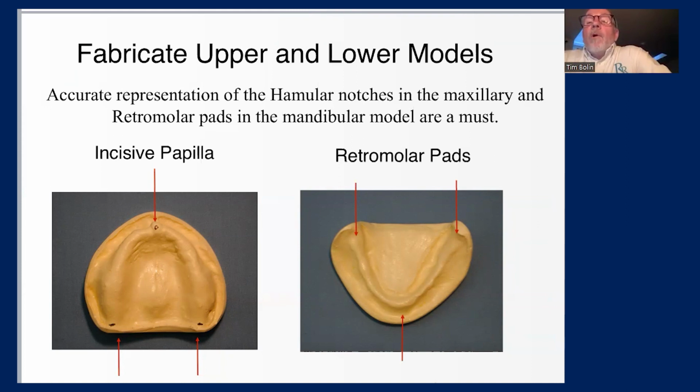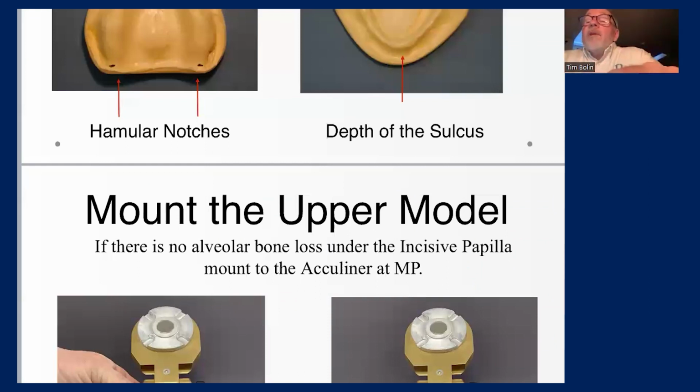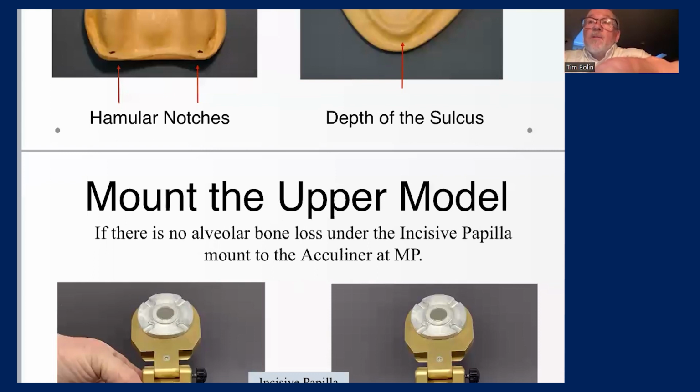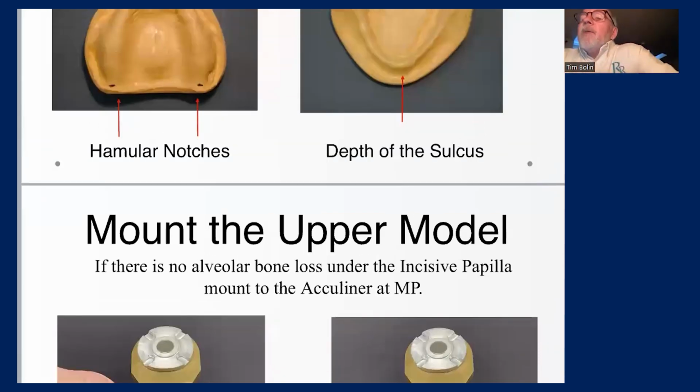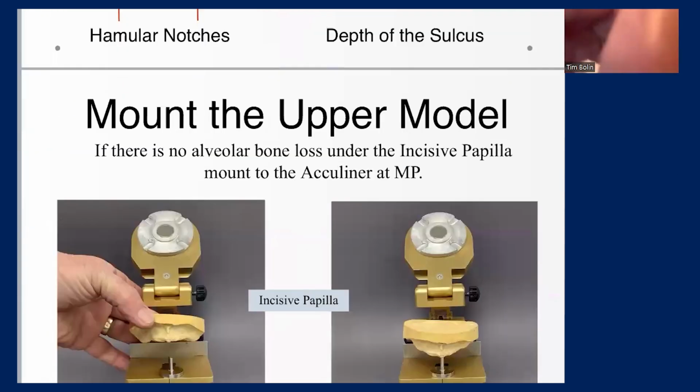We're looking for clarity in the incisive papilla, the hamular notches, the retromolar pads, and we need depth in the sulcuses. We're really looking for that in our lower models. That's the way we can mount our lower models for these denture cases, looking at the depth of that sulcus and setting it about 17 millimeters for our F point.